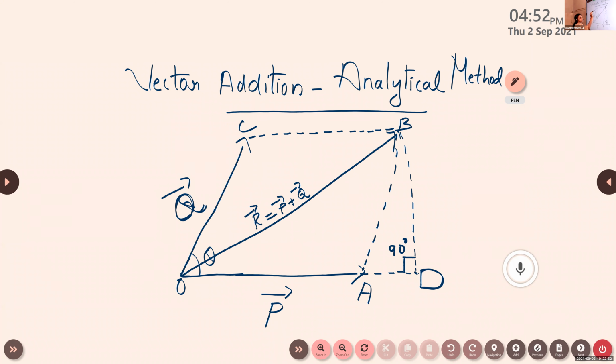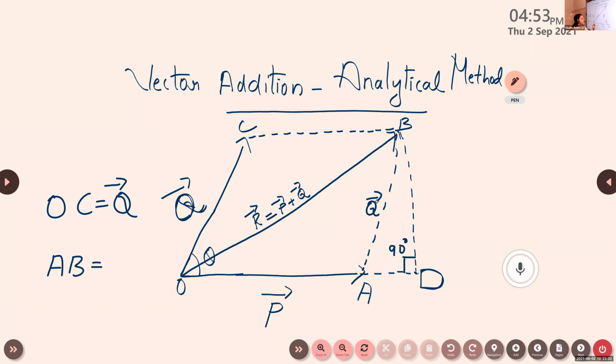And here OC is equal to vector Q. Then what about the side AB? If OC is vector Q, what about AB? It also represents vector Q because they are parallel sides. So we can say that AB is also equivalent to vector Q, with the magnitude Q itself.